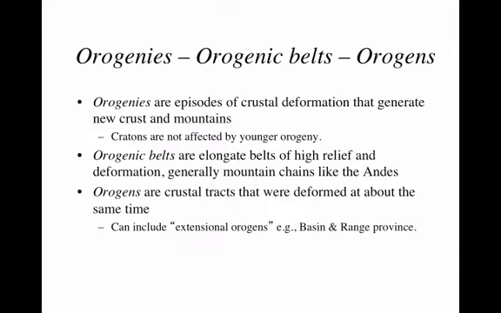So an orogen or an orogenic belt, or orogenies, are episodes of crustal deformation that generate new crust and mountains. Cratons are not affected by younger orogenies. Orogenic belts are elongate belts that have high relief, high topography, and are deformed, and generally form mountain chains like the Andes or the Aleutian Arc. Orogens are crustal tracts that were deformed at about the same time. Those can include extensional orogens like the Basin and Range.